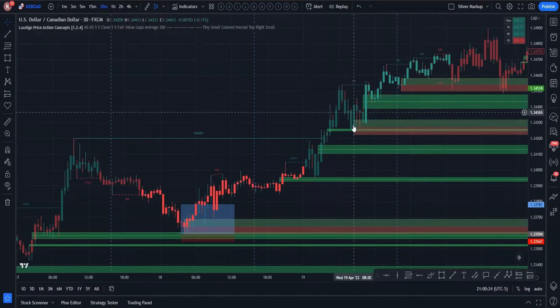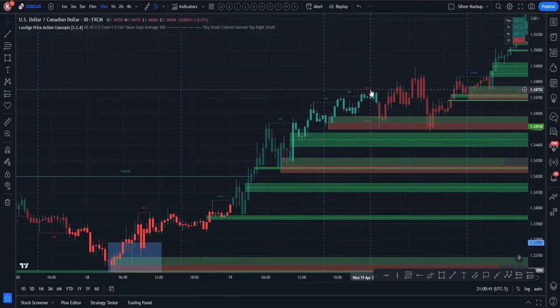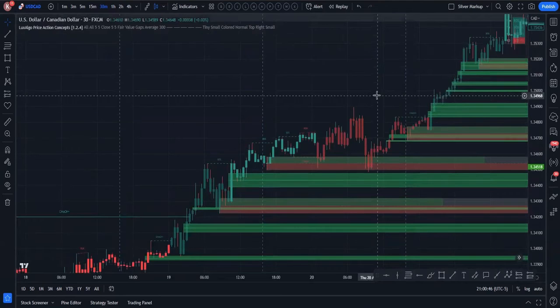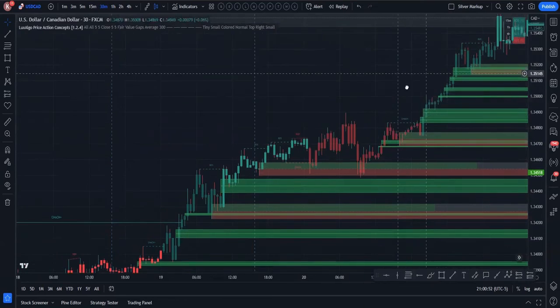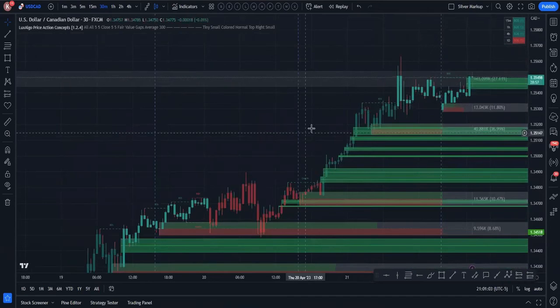Change of character, pull back into the imbalance, winning trade. Break of structure, pulls back into the imbalance, goes to the 50% mark as a bigger imbalance, winning trade. Break of structure, goes to the order block, winning trade. You see how it repeats itself over and over again. Change of character, pulls back into the order block, winning trade. Extension, it's not an official break of structure, but extension, pull back, winning trade. So it repeats itself over and over again.